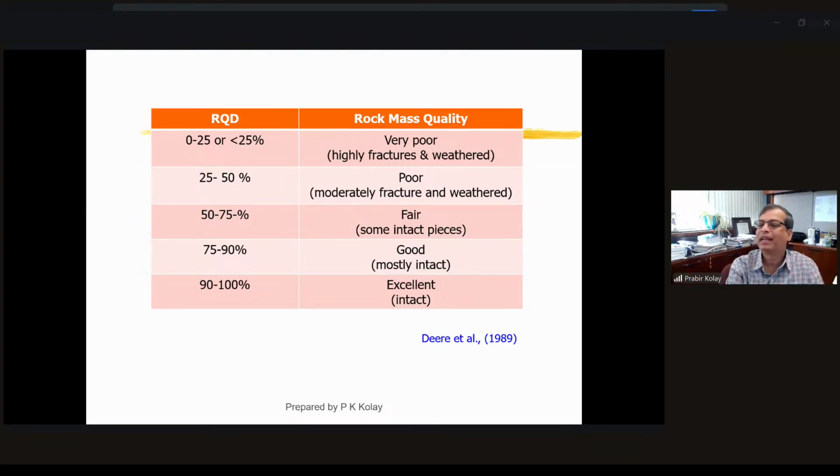But sometimes you may not get that because of the fractured rock and weathered rock, depending on, again, what type of rock is there. It may be sedimentary, igneous, metamorphic, or maybe slate, different types of rock. So depending on the rock, you will get different RQD values.